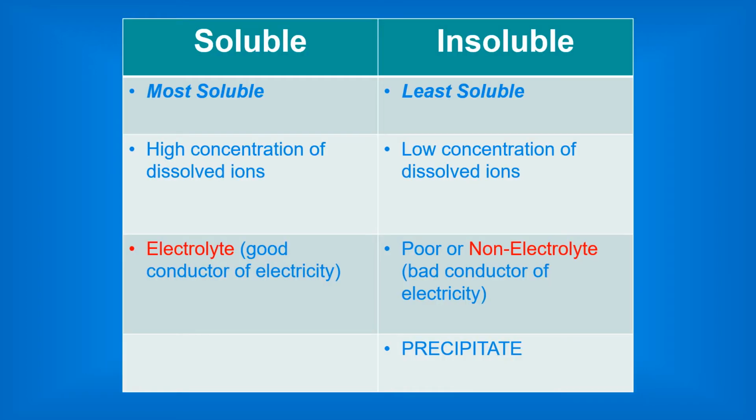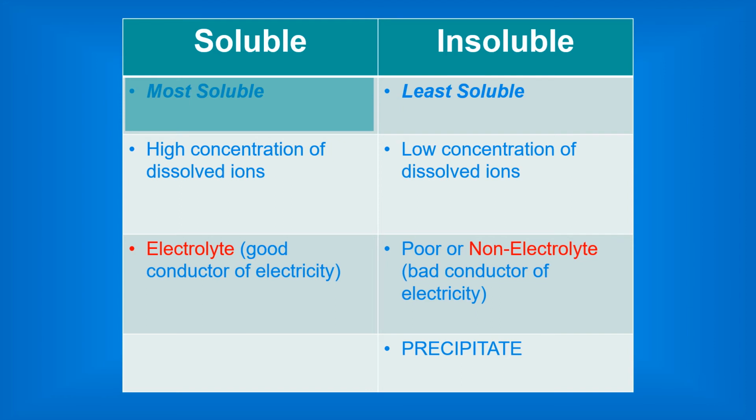So that was how you use Table F to identify soluble or insoluble compounds. Please practice that stuff more so that you guys are well familiar with the table and you're comfortable with using it. Now let's quickly look at how we can differentiate between soluble compounds and insoluble compounds.